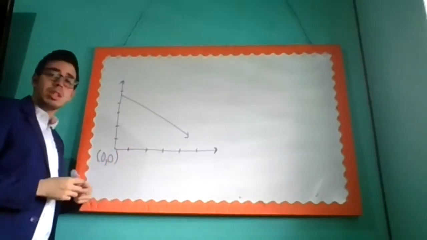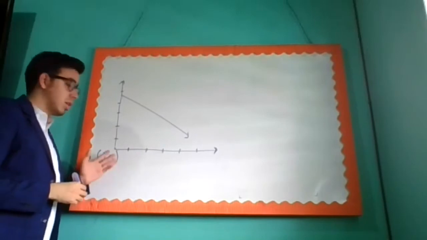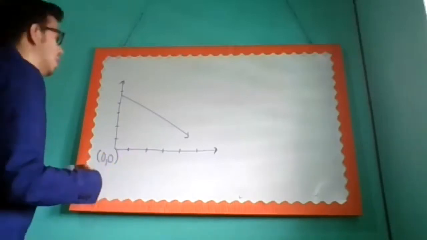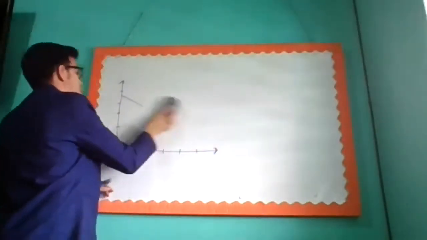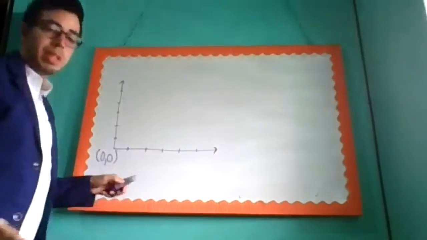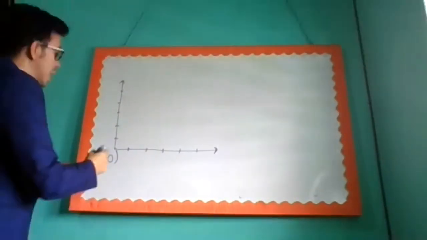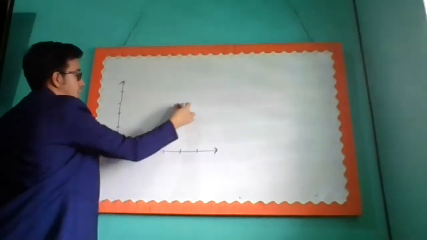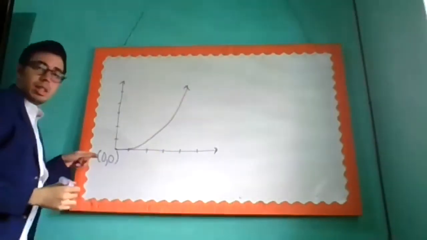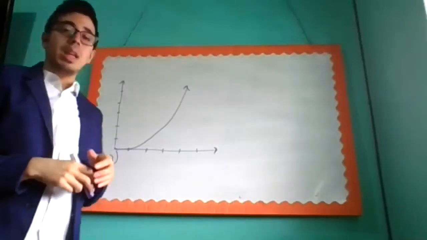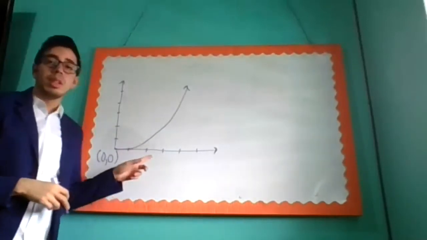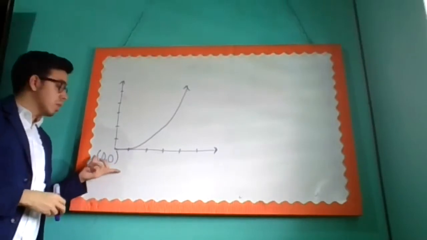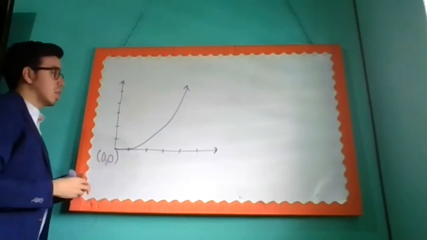It doesn't start in 0, 0, so it's not a proportional relationship. And what about the last graph? We start like this. We have a curve and later it starts like this. It cannot be a proportional relationship. It starts in the beginning at 0, 0, but it's not a proportional relationship because it's not a straight line.